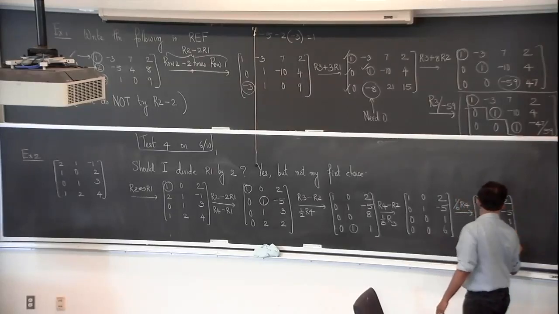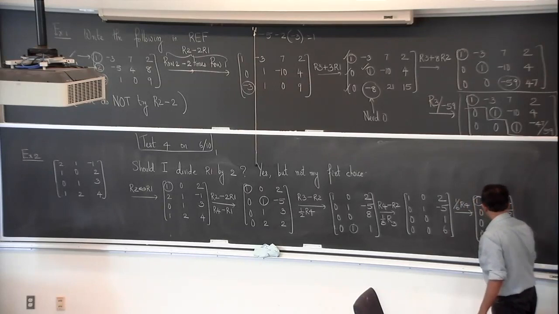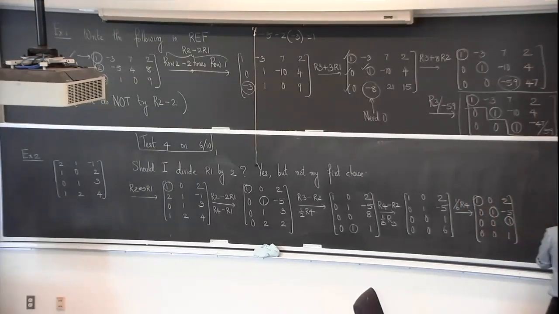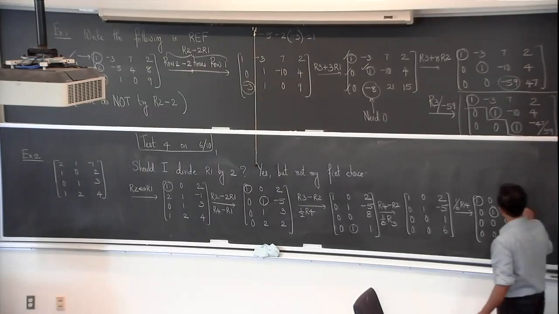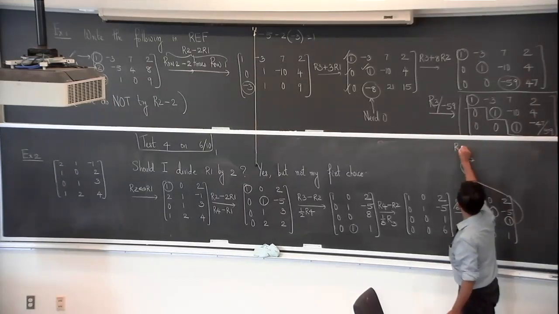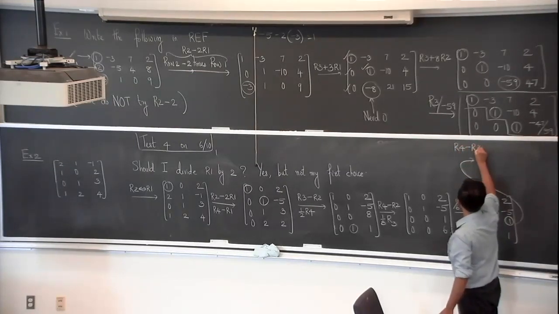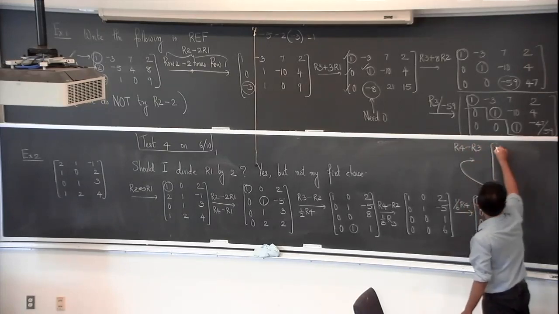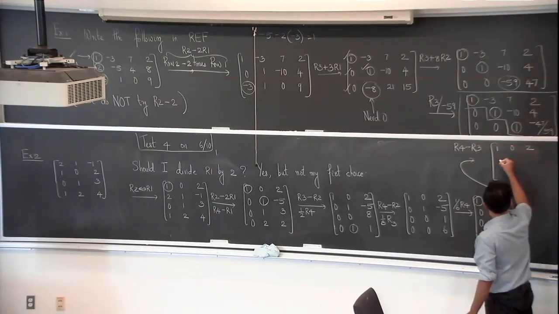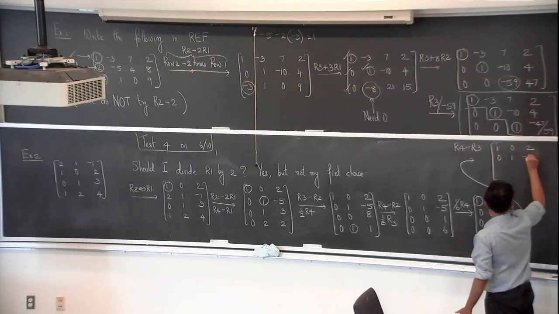Okay. So these ones are all nicely arranged, but this one shouldn't be here, okay, because below each leading one should be a 0, and that could be eliminated by doing R4 minus R3. 1, 0, 2, 0, 1, -5, 0, 0, 1, 0, 0, 0.